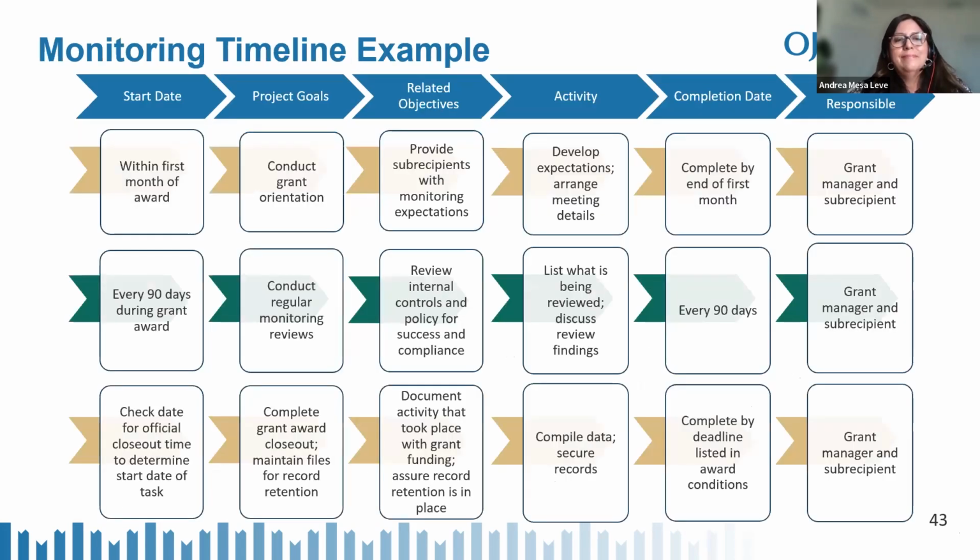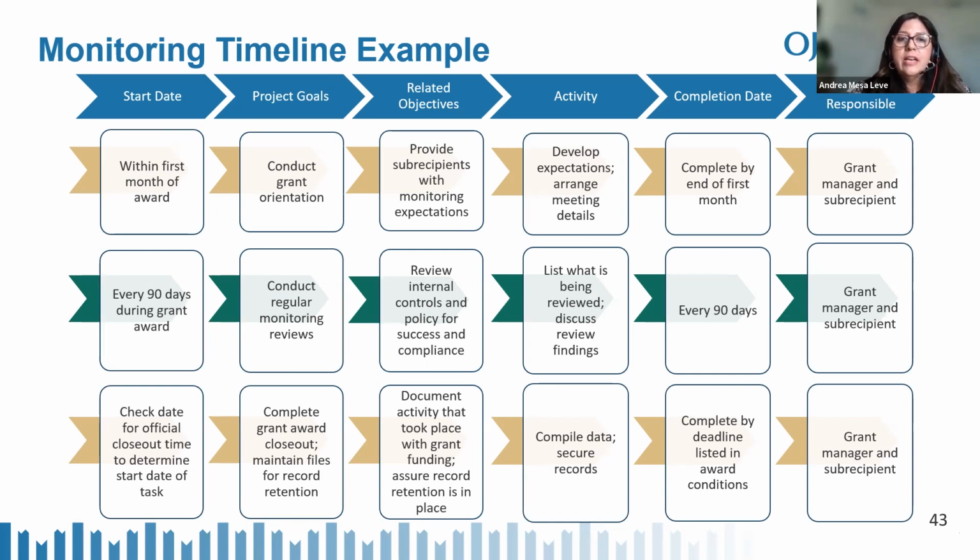Okay, next slide, please. So here is an example of the monitoring timeline for a pass-through entity. When you look at this timeline, let's look at the goals listed in the first row. So now we're going from left to right. In the first row, the goal is to conduct grant orientation with the subrecipient.